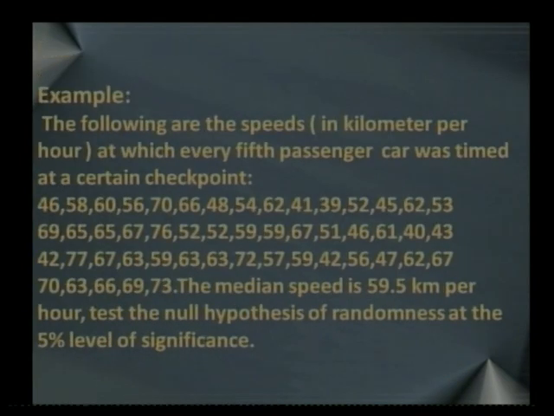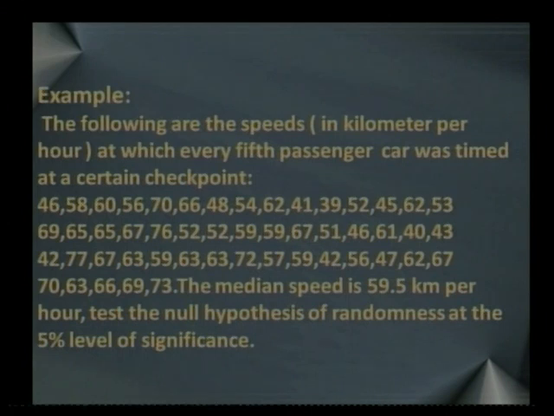So let us take an example. The following are the speeds in kilometers per hour at which fifty passenger cars were timed at a certain checkpost, and the data is given here. Now what do we have to test? Test the null hypothesis of randomness at the 5% level of significance. Also the median speed is given, which is 59.5 kilometers per hour. So here the median is 59.5.